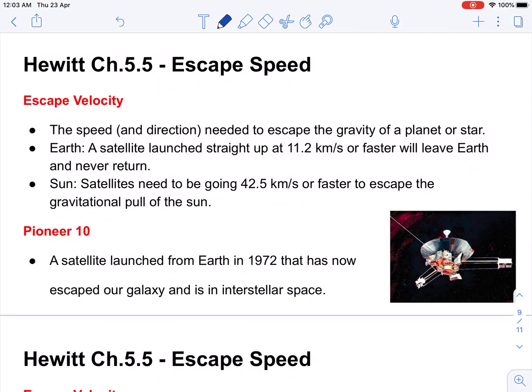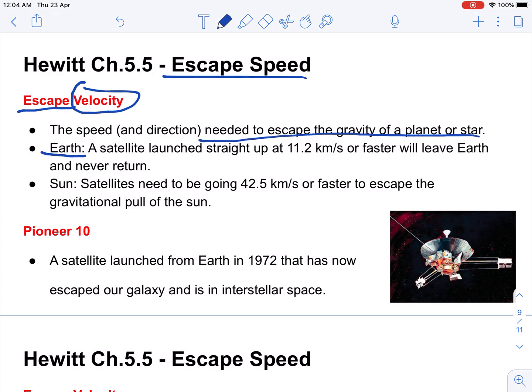Okay, so we've talked about circular orbits and elliptical orbits. The last thing we need to touch on is what's called escape speed, which I prefer to describe as escape velocity, right? Velocity takes direction into account, and when we say escape, we are moving away from the planet, away from the source of gravitation. And so it's exactly what it sounds like. It is the speed needed to escape the gravity of a planet or a star.